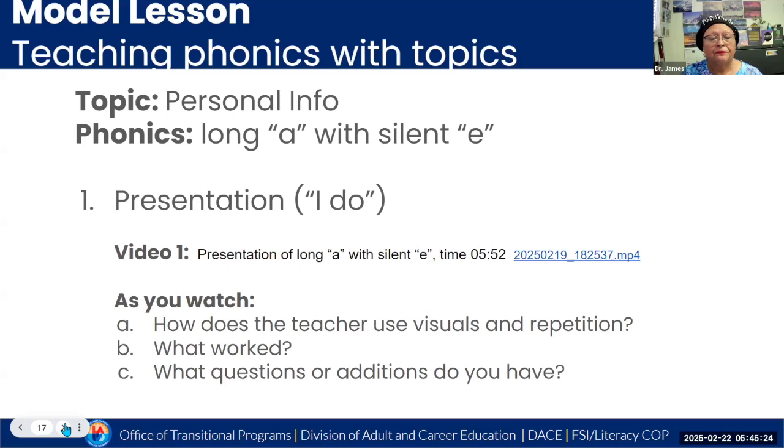As you watch, how do I use the visuals and repetition? What worked? What didn't work? What questions or additions would you have? What would you add or delete from the presentation?